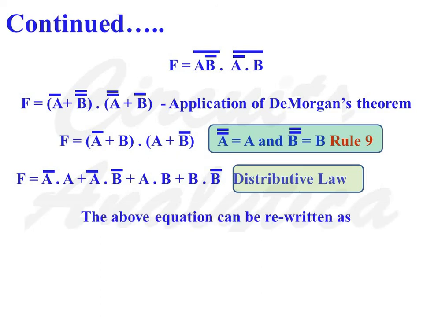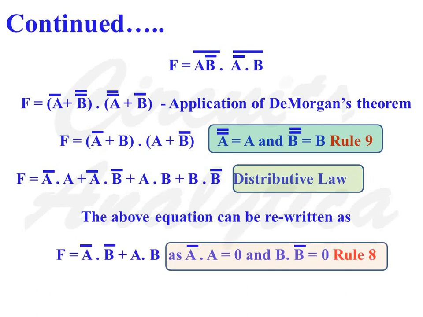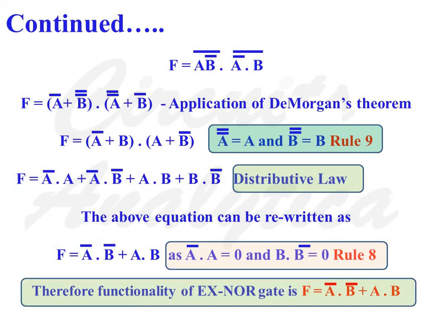The above equation can be rewritten as F is equal to A bar and B bar or A and B, as A bar and A is equal to 0 and B and B bar is equal to 0. So therefore, the functionality of XNOR gate is F is equal to A bar and B bar or A and B.